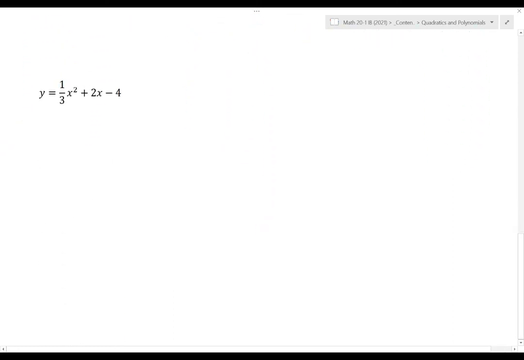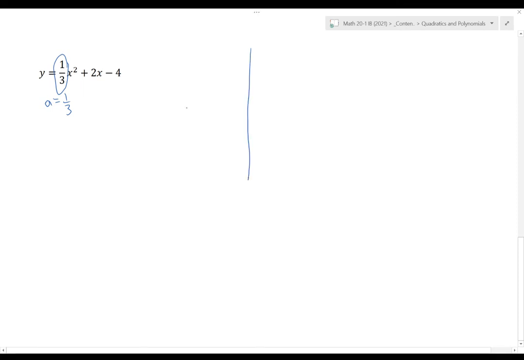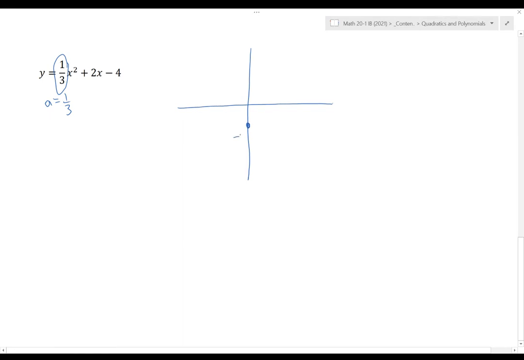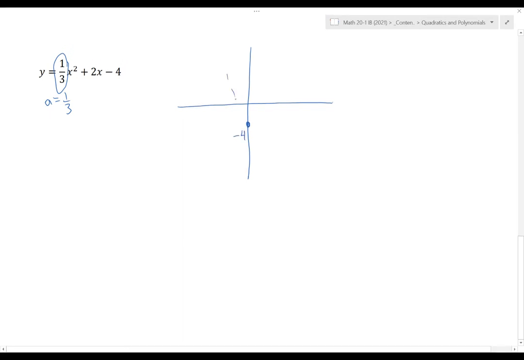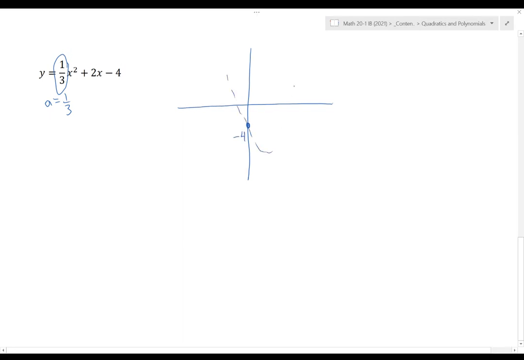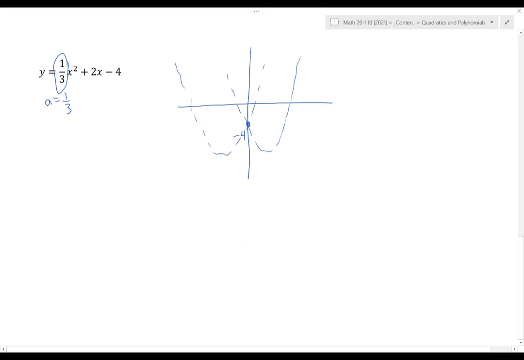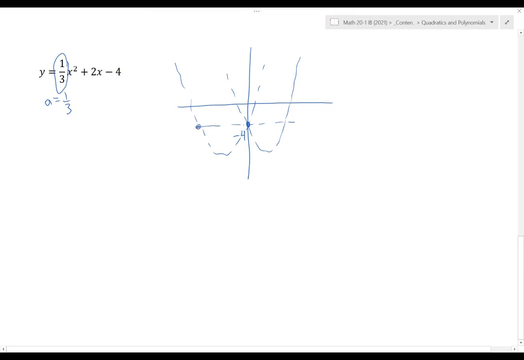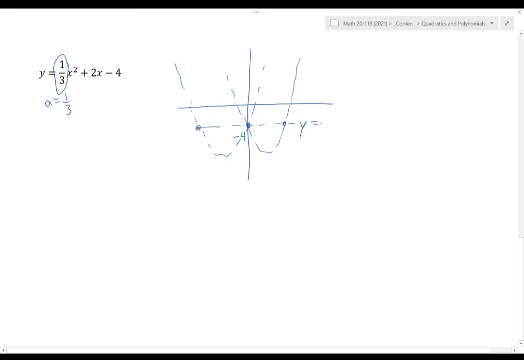Okay, so this one looks a little uglier to start. It's not that bad. I know, for example, that a has to equal 1/3, so already we're off to a good start. I know that this opens upwards. I know that it has a y-intercept at -4. So it either is going to look like this, or maybe like this, but either way, I know that I have some other point where y equals -4.